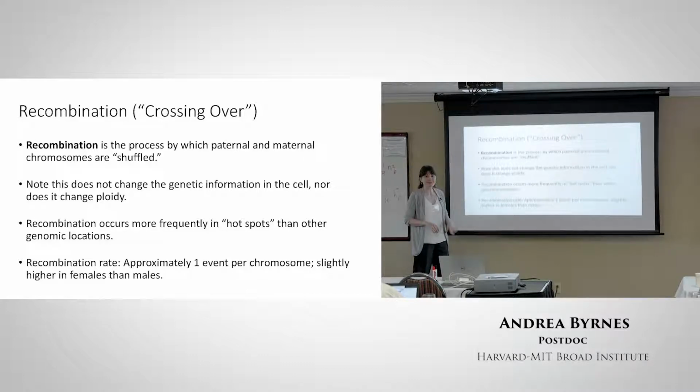So this occurs more frequently in some places than others. These are known as recombination hotspots. And then the recombination rate is approximately one event per chromosome, and it's slightly higher in females. Is it the same with sex chromosomes, or is it not? The sex chromosomes are weird. Part of the reason it's slightly higher in females is that the X chromosome can recombine with itself, and the X and Y can only recombine in the pseudo-autosomal region, which is just one end of the X and Y chromosomes. So yeah, they do, but only on one side.